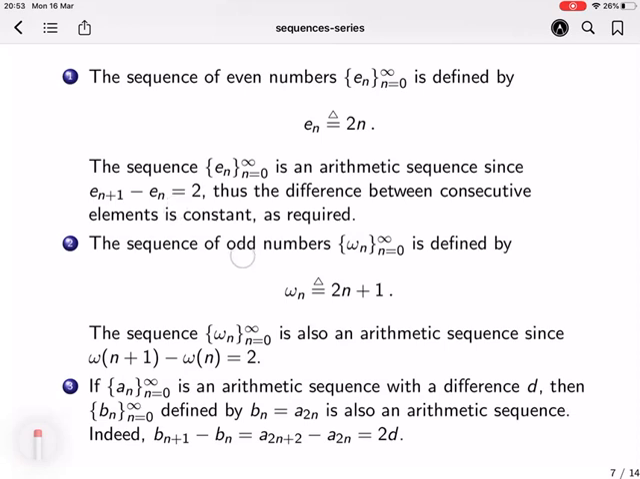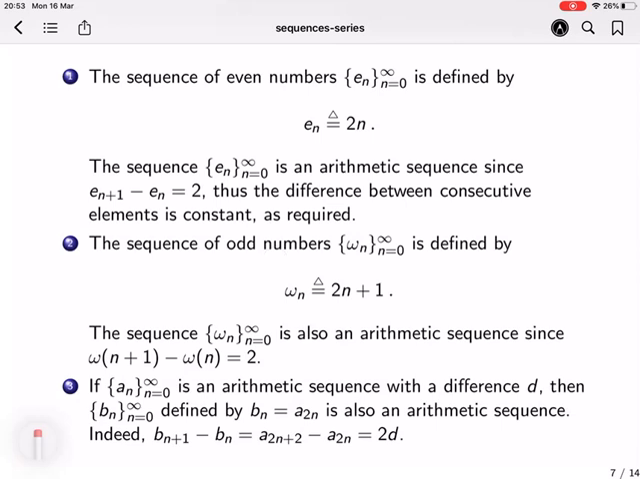Now think of the odd numbers. The odd numbers, Wn. W0 is 1, W1 is 3, W2 is 5, and so on. So in general, Wn equals 2n plus 1. Now this sequence is also an arithmetic sequence because the difference between two successive elements is 2. Okay, so we have the even numbers, the odd numbers, they're all arithmetic sequences.